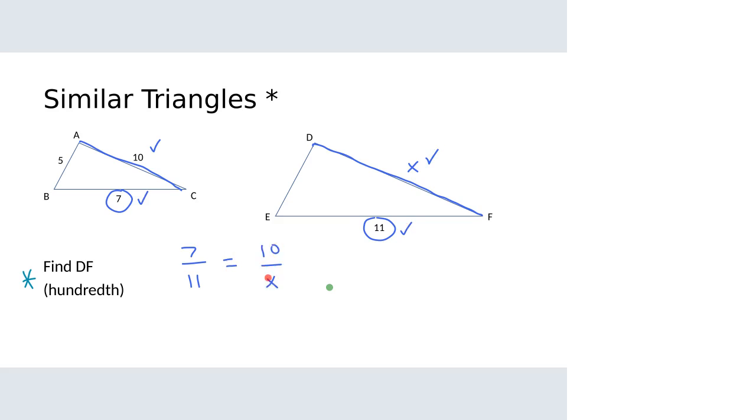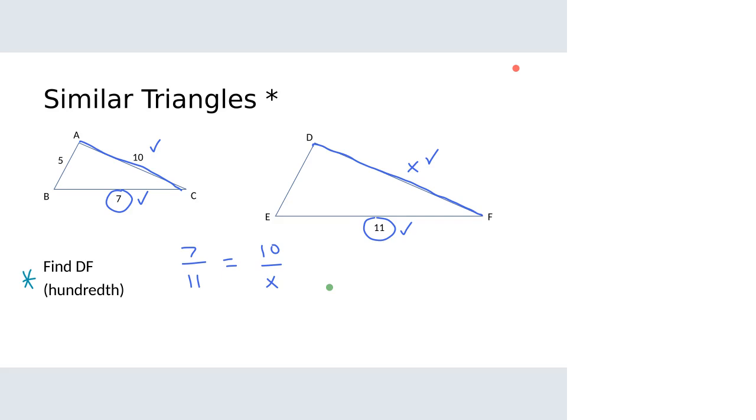Keep in mind here, what I've done is I've set this up with little triangle, big triangle, little triangle, big triangle, so that my two fractions made sense. My proportion that I set up made sense. I didn't just randomly put the numbers in.